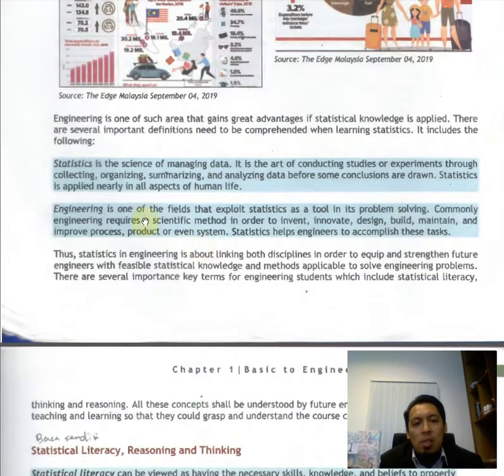So let's look at the book definition of statistics. It is the science of managing data. It is the art of conducting studies or experiments through collecting, organizing, summarizing, and analyzing. This is actually a process in sequence. We start by collecting data, then we organize it, then we summarize it, and then we analyze it. These are the things that you're going to do later before we draw some conclusion. Statistics is applied in nearly all aspects of human life, I believe that is true.